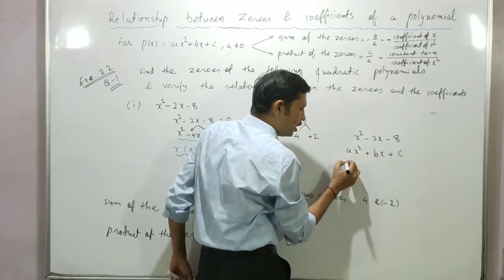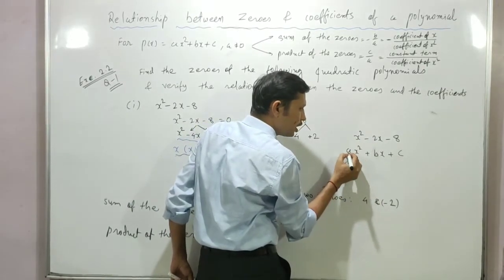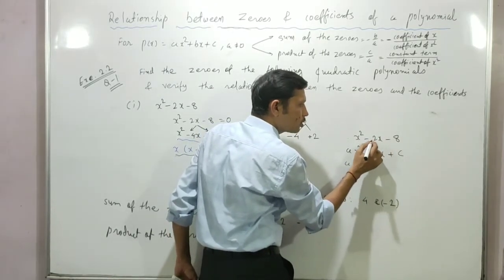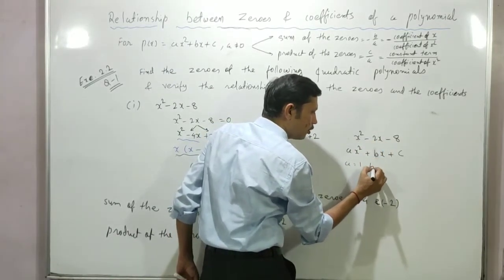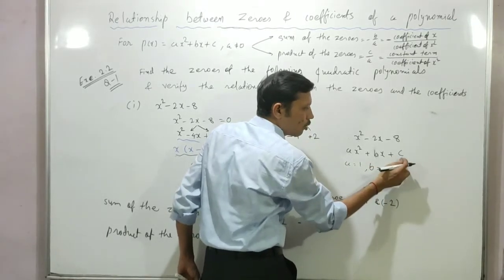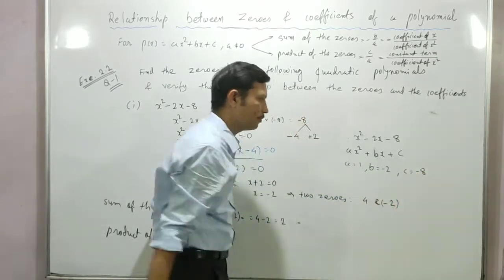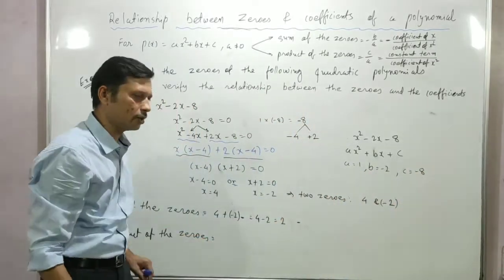Okay. So what is the value of a? Here the x square coefficient is a, here the x square coefficient is 1. Here the x coefficient is b, here the x coefficient is minus 2. So the value of b is equal to minus 2. The constant term c, here the constant term is minus 8. So the value of c is minus 8. Now we will utilize these values here.